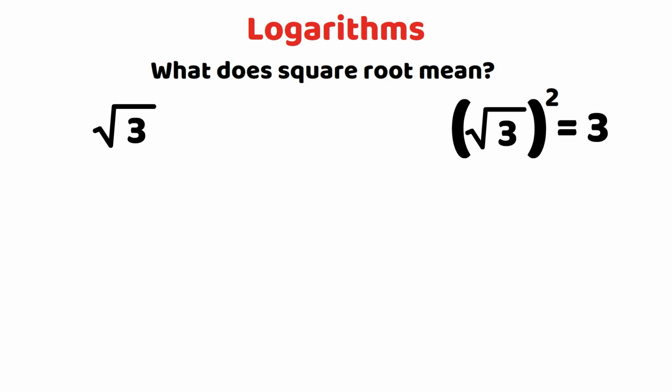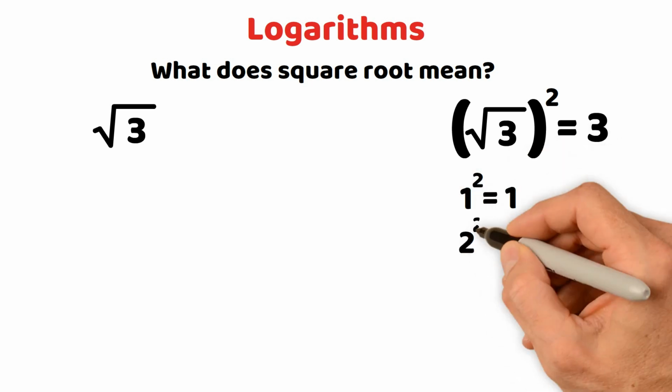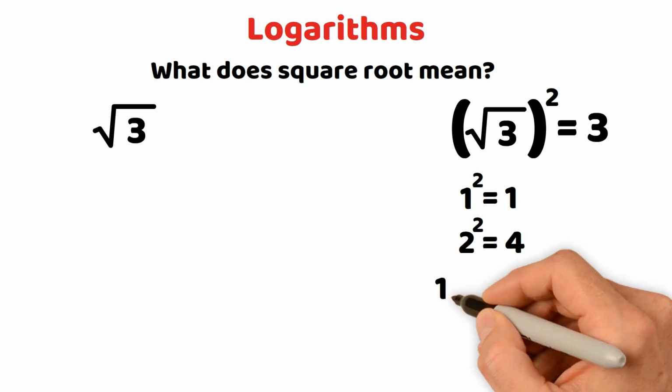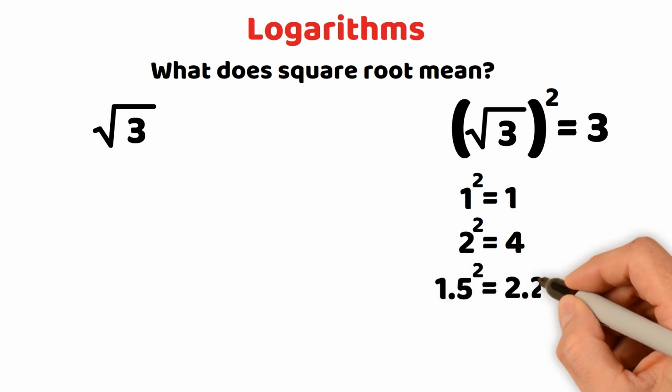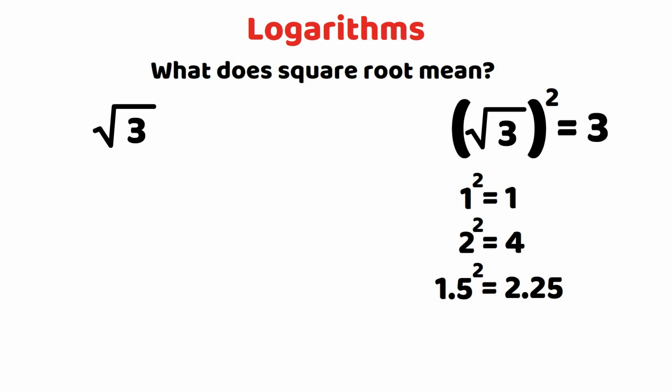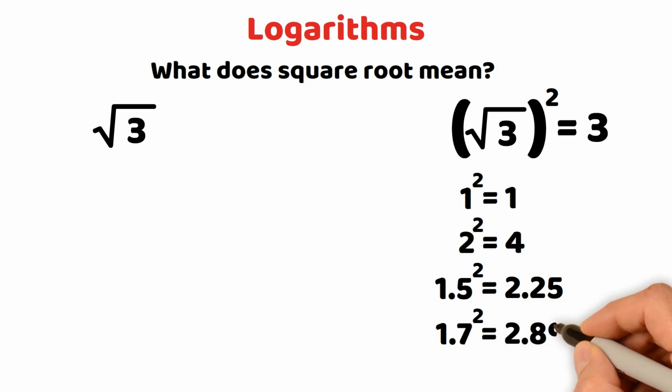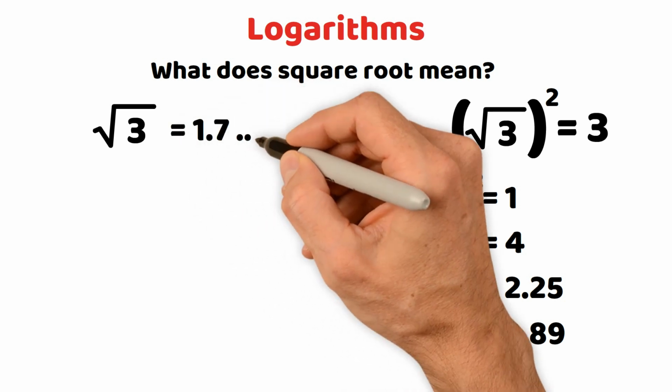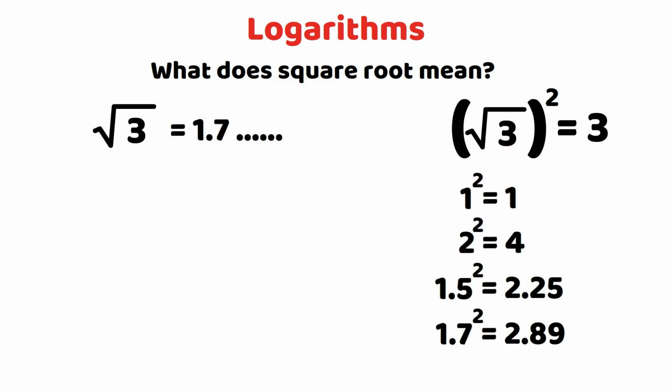The number 1 is too small, since 1 squared is 1, while the number 2 is too big, since 2 squared is 4. Let's try 1.5. Since 1.5 squared is 2.25, the square root of 3 needs to be higher than 1.5. Let's try 1.7. As 1.7 squared is 2.89, it seems that the decimal for the square root of 3 starts out as 1.7, and we explore further decimals after 7 if we want to be even more accurate. That's the meaning of square root.